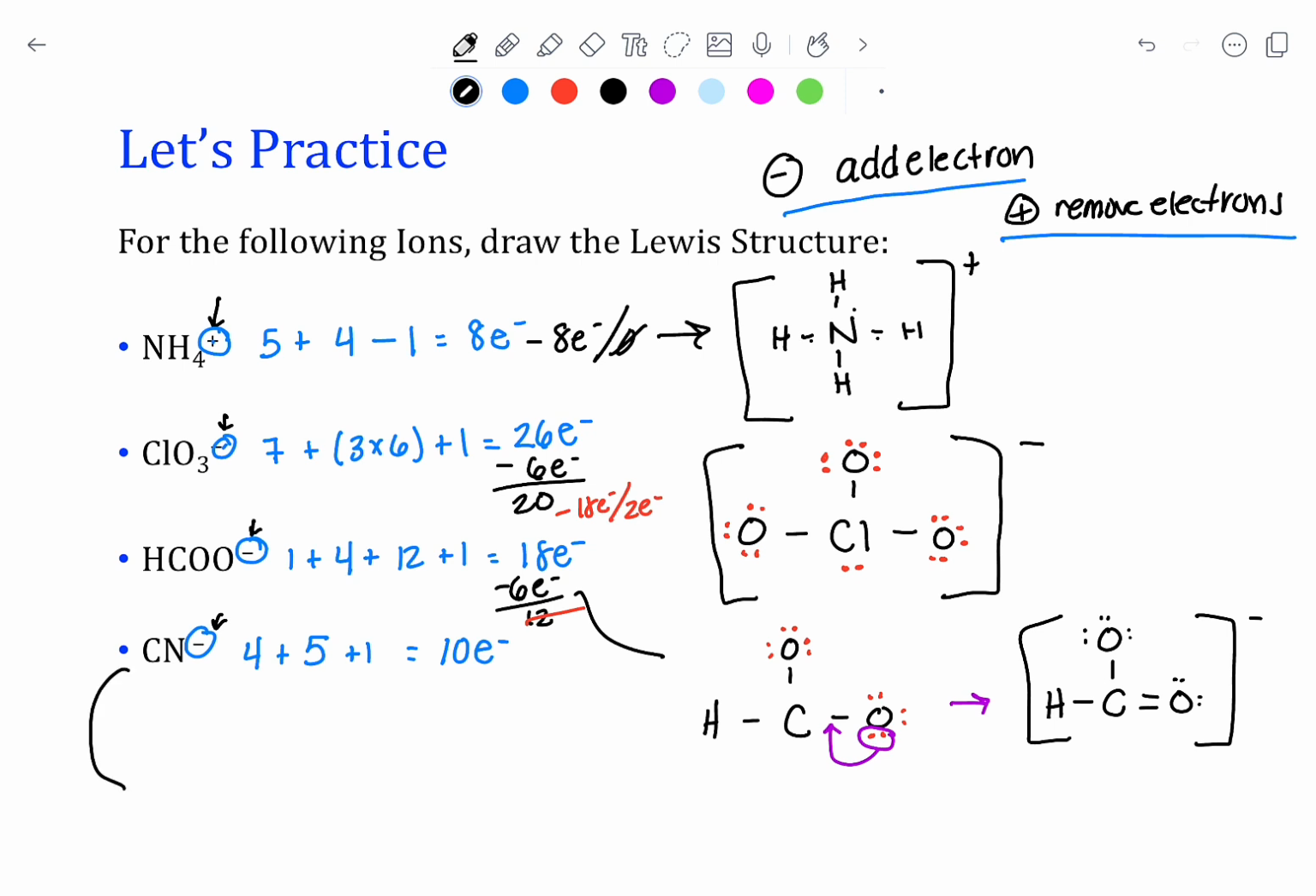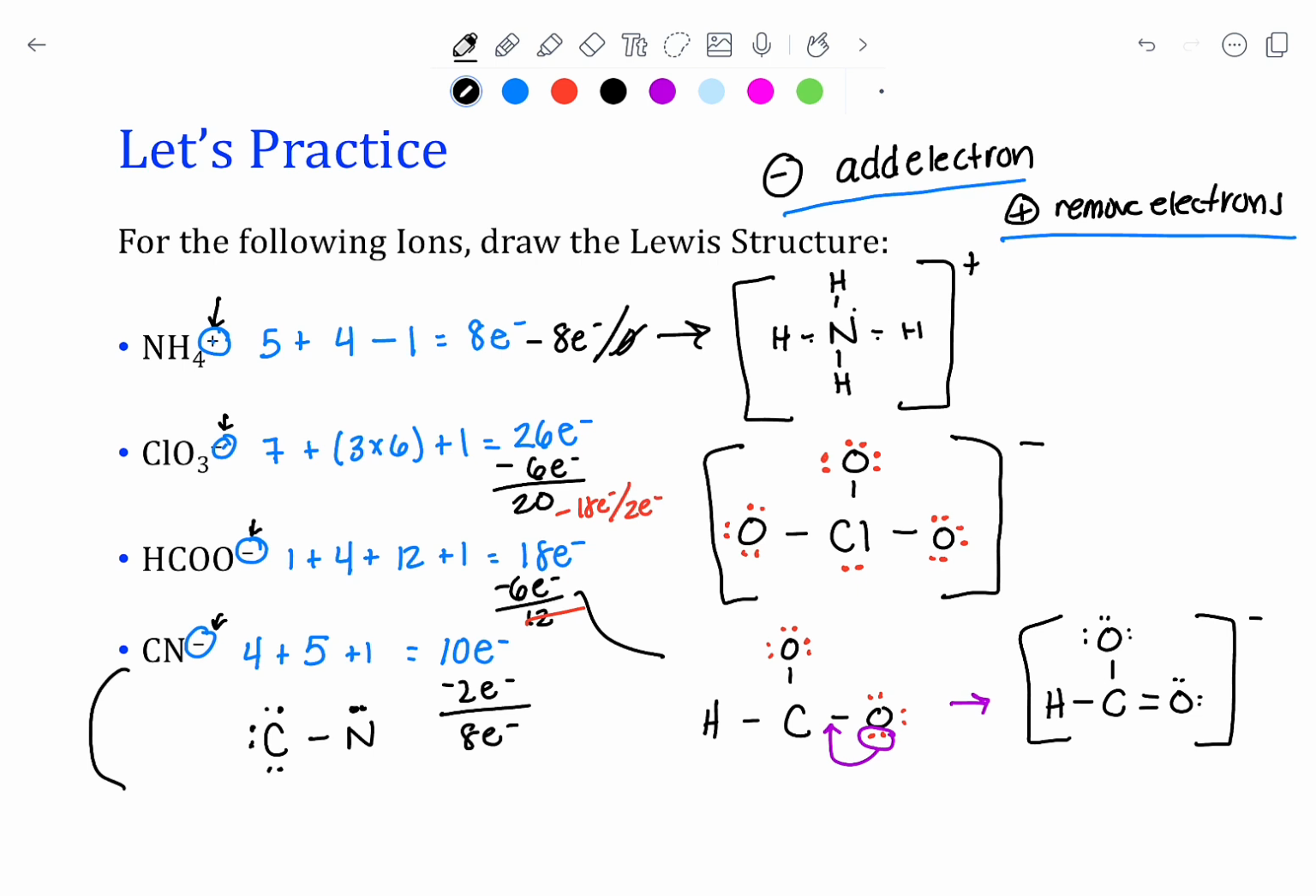Our last example is CN-. This is a good one. So we have C bonded to N. I used 2 electrons to do that. I now have 8 electrons left. So let's take those 8 electrons. Let's say 1, 2, 3, 4, 5, 6, 7, 8.